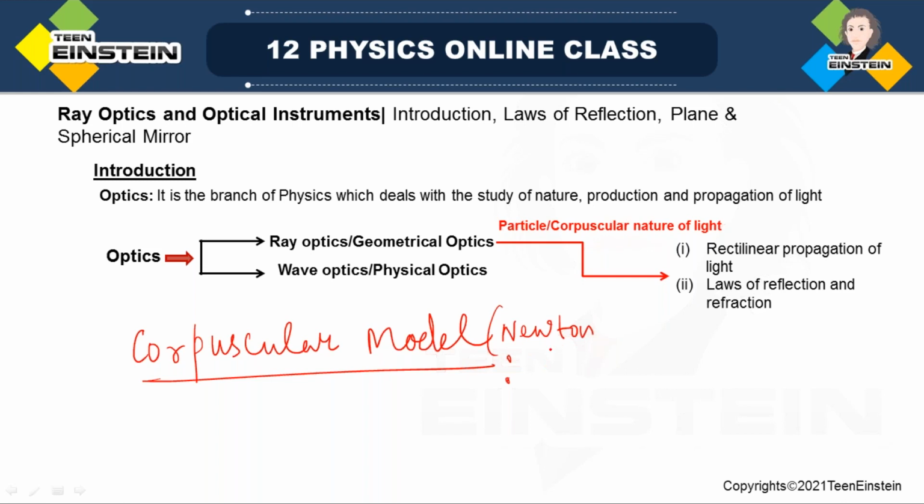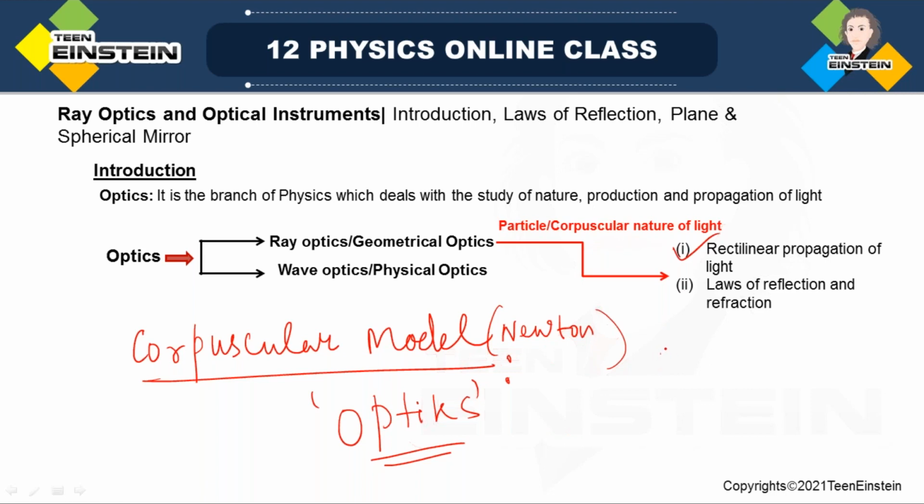Okay, and he had great influence during his time, and he had taken up the idea of the particle or corpuscular model of light, and he had written a book called Optics. So in his famous book Optics, he had given the corpuscular model. What is this model saying? This model is saying that light propagates in a rectilinear path. How could he say this?